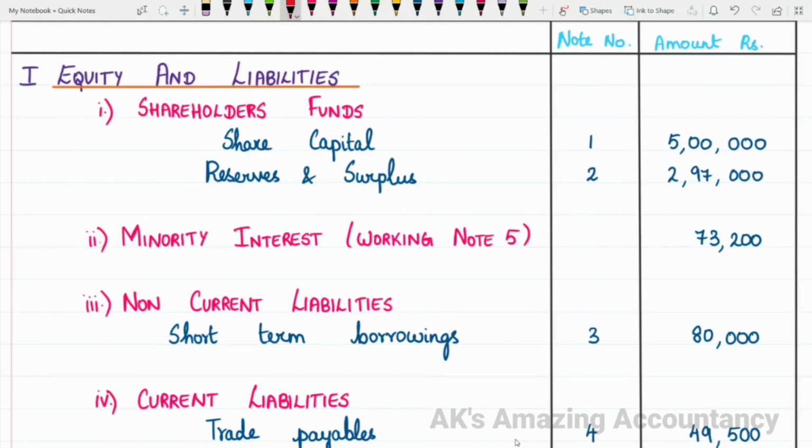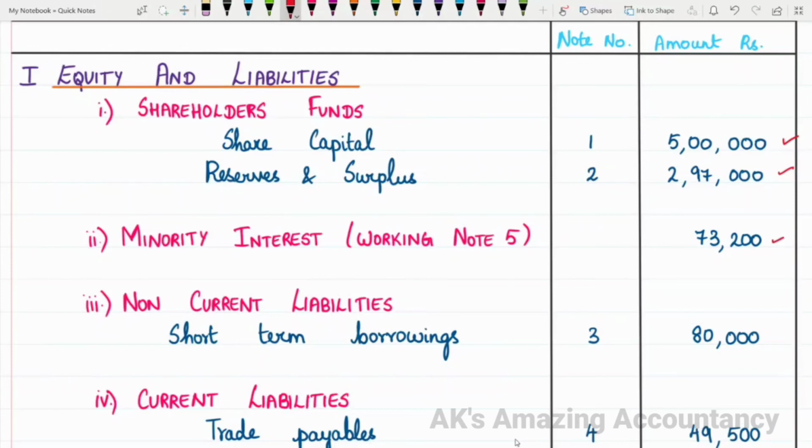Under the main heading equity and liabilities, first give the heading shareholders' funds. Under shareholders' funds, first we'll be having share capital, note 1, 5 lakh. Reserves and surplus, note 2, 2,97,000. Then number 2 is minority interest, for which we don't have a note number. This is as per our working note 5. So minority interest is 73,200.